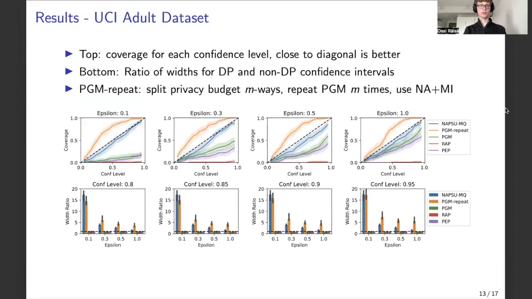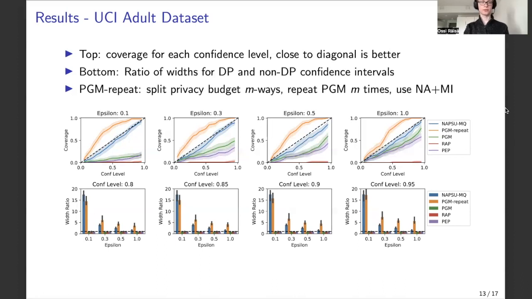Next, I'll go into some results, starting with the adult dataset. At the top here, we again have the coverage on the y-axis, which is how often the confidence intervals from synthetic data contained the true parameter values, or in this case, the parameter values from logistic regression with the real data set. And on the x-axis, we have the confidence level. And because the confidence level promises that the coverage is at least the confidence level, we would want to be as close to the diagonal as possible, which is roughly where our algorithm is.